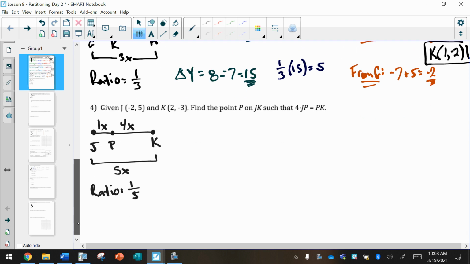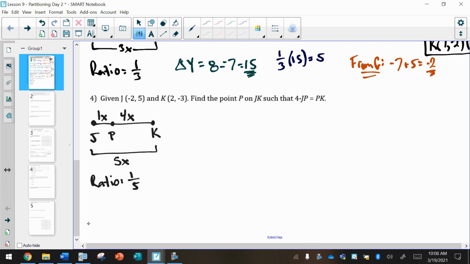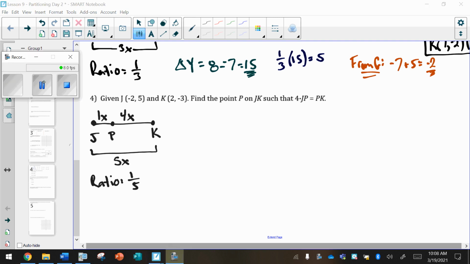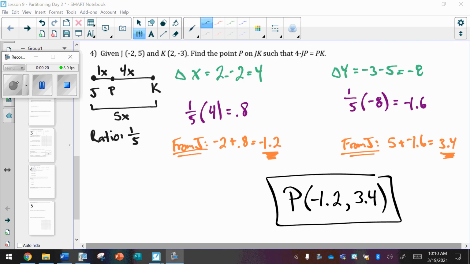So now that we have the right ratio, you can pause it and go ahead and do the calculations. So there you go. Find the change in X, apply the scale factor, the ratio of 1/5, and then adjust the coordinates from J to get your new X value, and then follow the same steps to get to your new Y value. All righty, wonderful stuff. On to the next question.